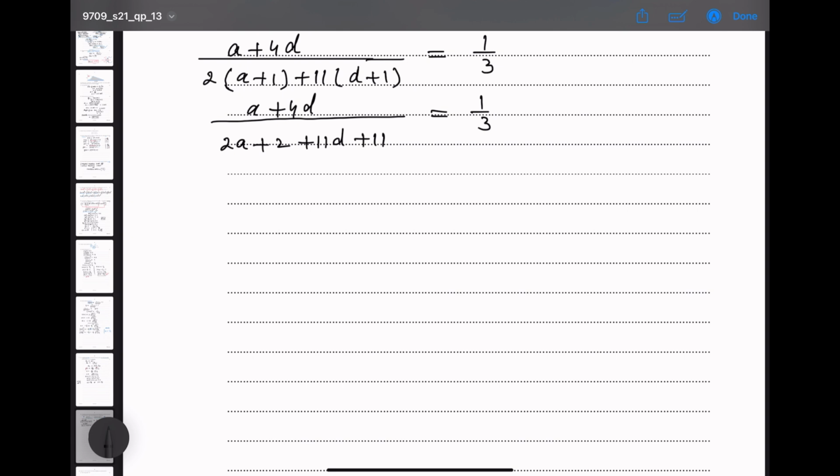Simplifying the left hand side, A plus 4D remains the same. Adding the like terms in the denominator, we get 2A plus 2, 2A plus 11D plus 13, is equal to 1 over 3. Now we cross multiply here.